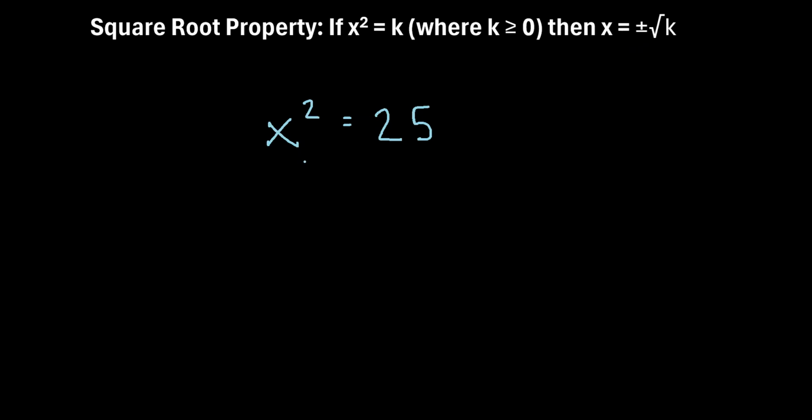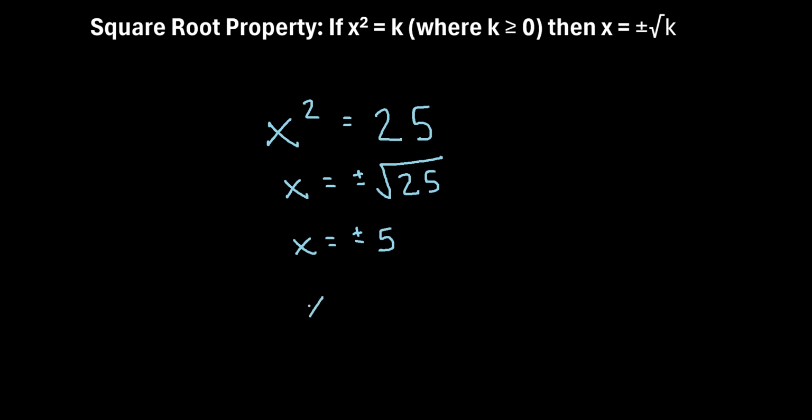In this first example, we have x squared is equal to 25. We want to figure out what values of x make this expression true. Notice that we can apply the square root property here because it says if x squared is equal to k, then x is the plus or minus square root of k. So here we have x squared is equal to 25, which means x must be equal to plus or minus the square root of 25. Now the square root of 25 is just 5, so we could write this as x is equal to plus or minus 5. That's our final answer.